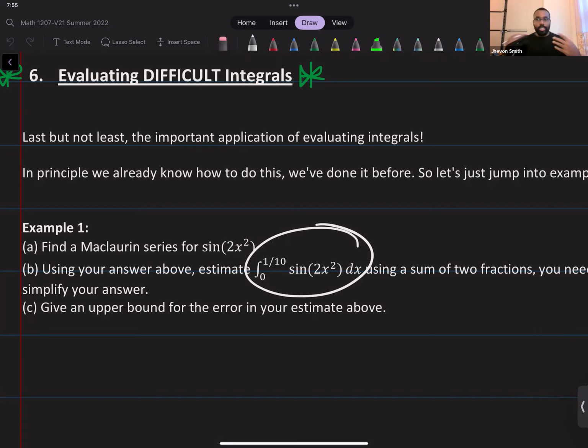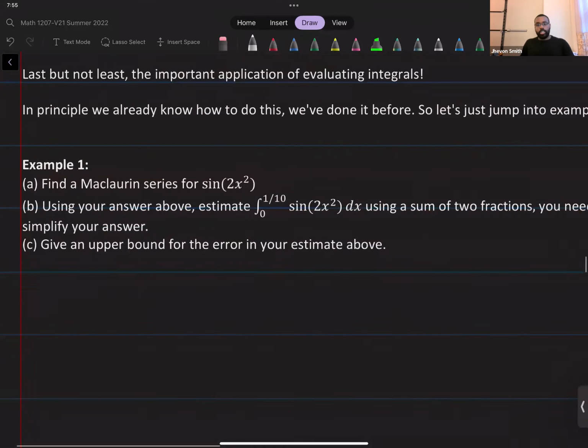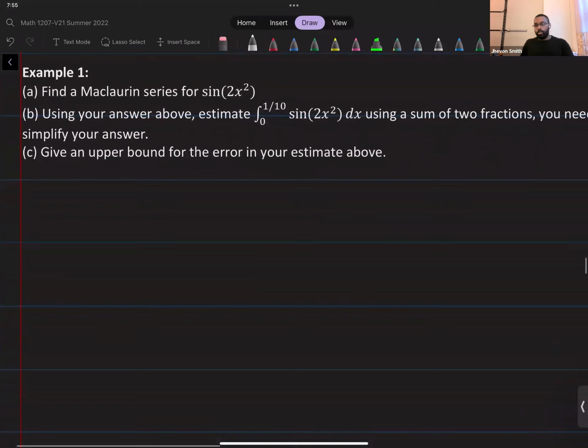So that's what we mean when we say we can find the answer in terms of elementary functions. It turns out that we cannot integrate this function in terms of elementary functions, but we can integrate it in terms of series. And that will actually allow us to find integrals that we wouldn't be able to find before. And so that is a very important application for us. So I want to actually do that now.